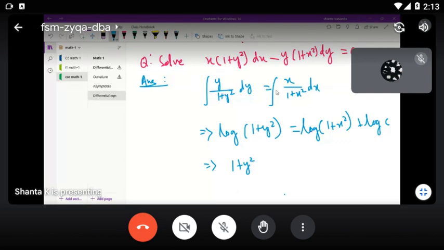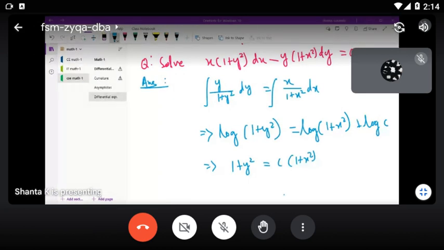So you multiply both sides by 2, and it will get cancelled, half and half. So it will be c into (1 plus x square). Look at this: if you don't put it in transcendental form, you can write it in algebraic form. Okay, and solve this one.